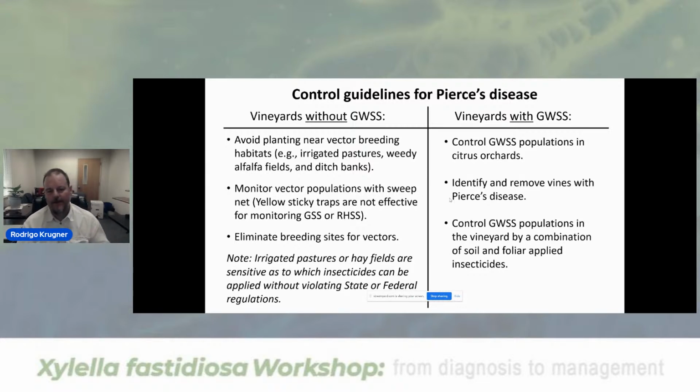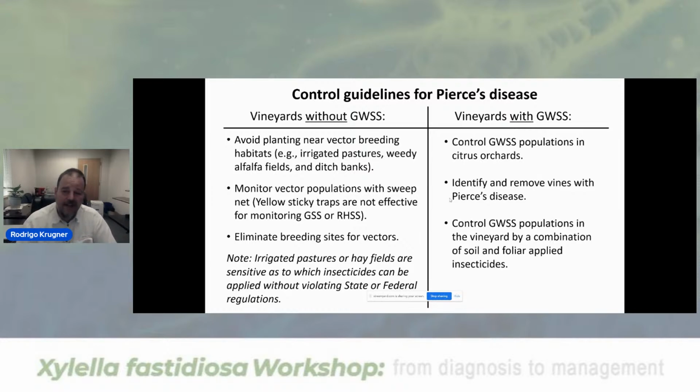So if you have vineyards without glass-winged sharpshooter, one of the things that you can do is avoid planting near vector habitats. So there will be pastures, alfalfa fields, and the ditch banks as the hosts for the vectors. You can monitor the populations with sweep nets, especially for the grass feeders, and then the yellow sticky traps for the ones that are attracted to the sticky traps. Not all of them are attracted to the traps. And if you see large populations, then yes, you have to treat the vineyard with insecticides.